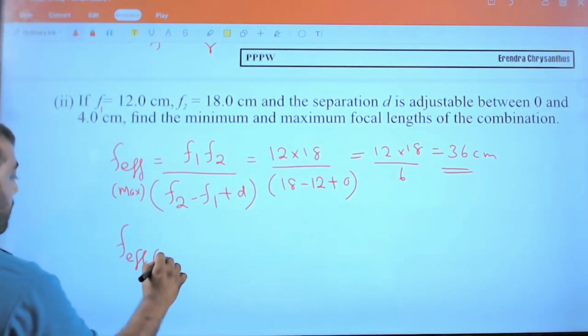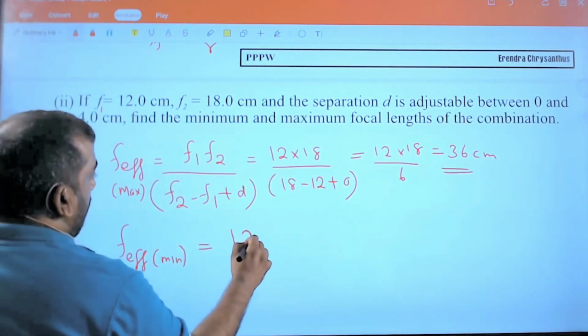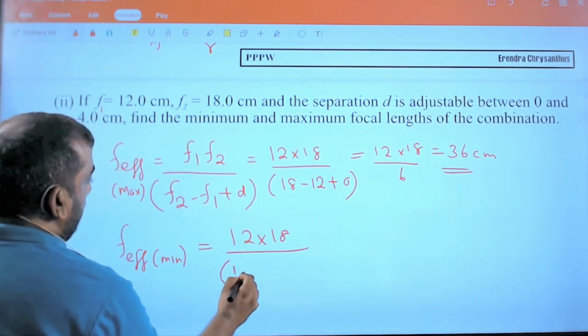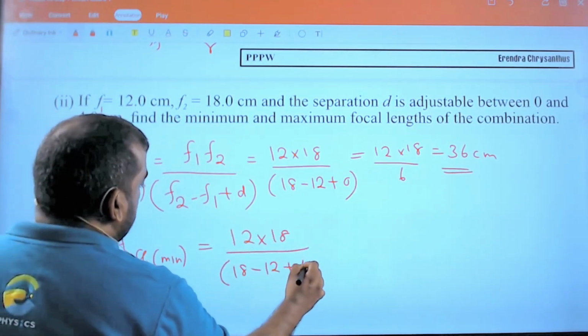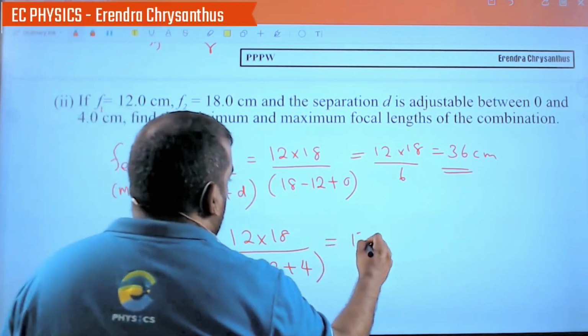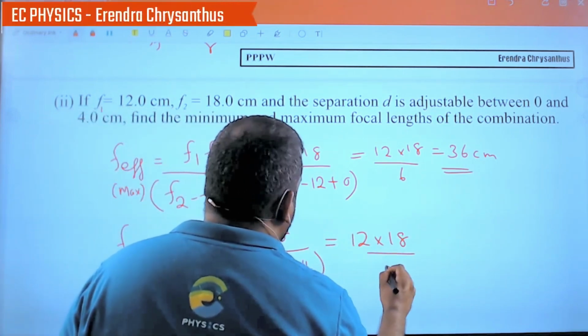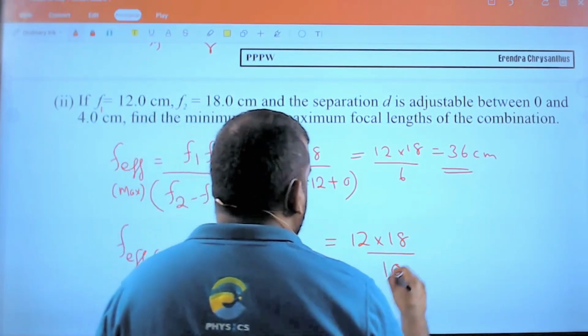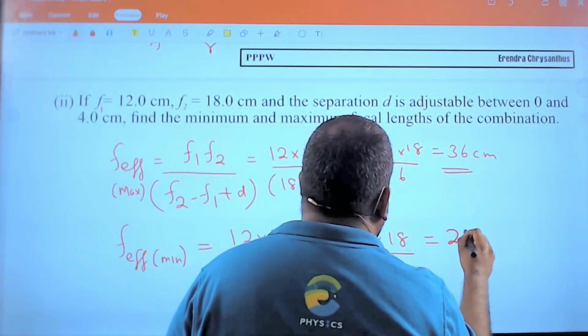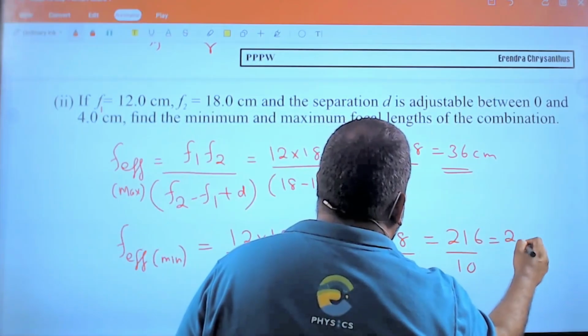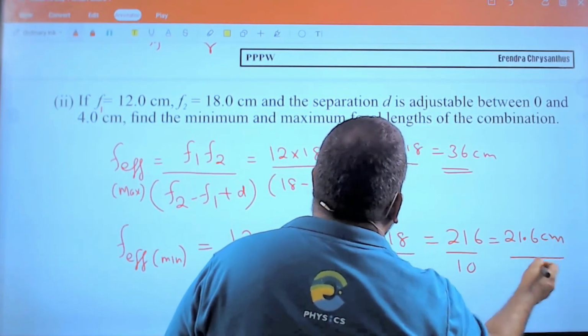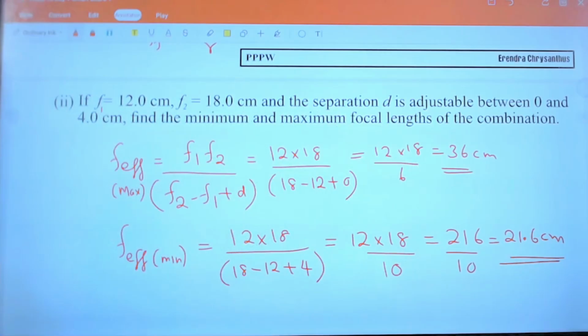Effective focal length minimum. 12 times 18 divided by 18 minus 12 plus 4. 12 times 18, 6 plus 4 is 10. 216 over 10, 21.6 centimeters. So effective focal length maximum is 36. Minimum is going to be how much? 21.6.